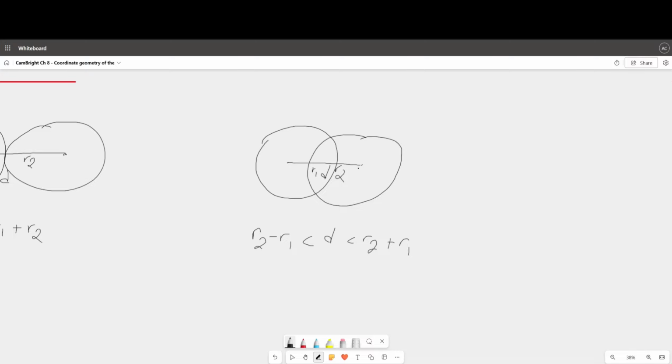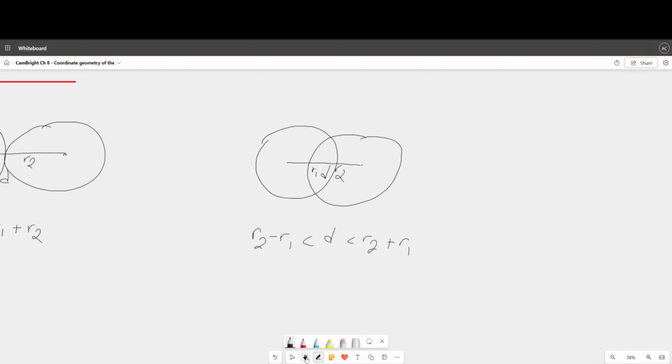See, R2 covers this entire length and then R1 covers this entire length. So this is the common area which is gone, and you just have R2 minus R1. So D is greater than the difference of the two radii and less than the sum of the two radii for this case.